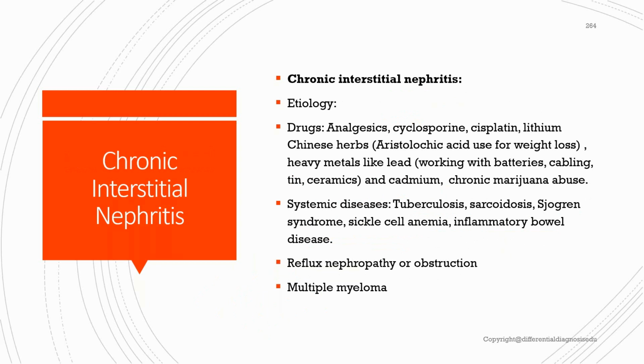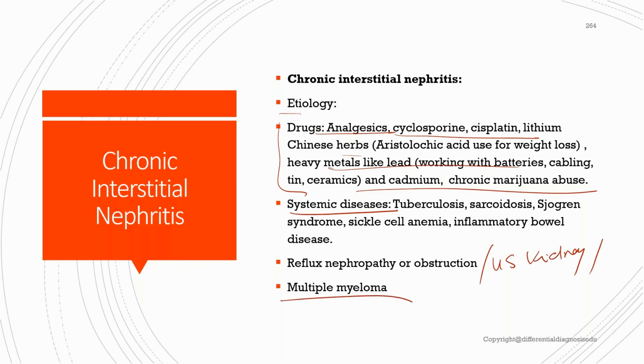Chronic interstitial nephritis. Again, I'll start looking at the drugs. All the drugs patients are taking: pain meds, chemotherapy, marijuana abuse, systemic diseases. I will do an ultrasound of the kidney to see if the patient has any obstruction, and then a multiple myeloma workup.